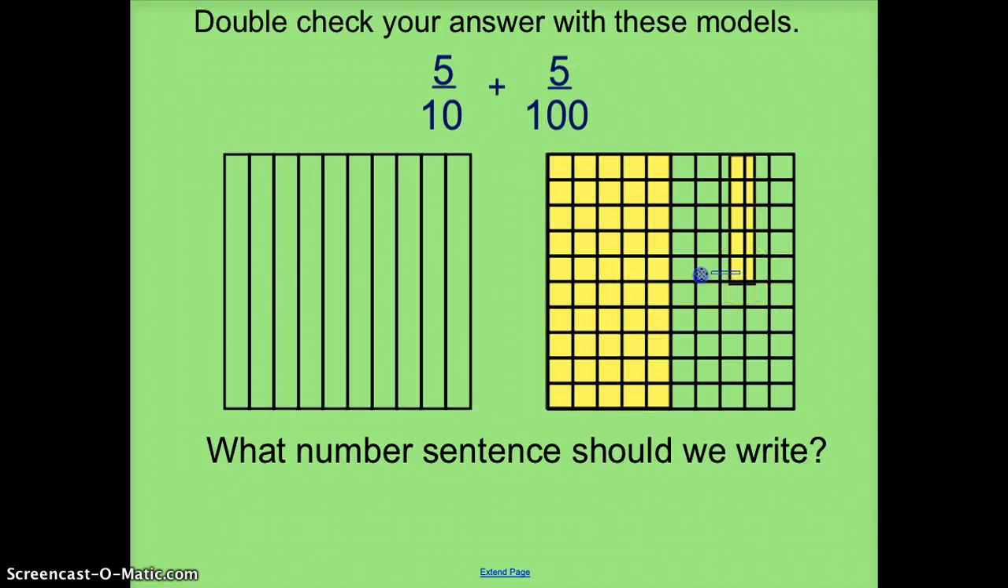Now it's 50 hundredths plus 5 hundredths. And I'll write out my problem. 5 tenths turns into 50 hundredths plus 5 hundredths equals 55 hundredths. And I'll double check to make sure it matches my picture, which it looks like it does.